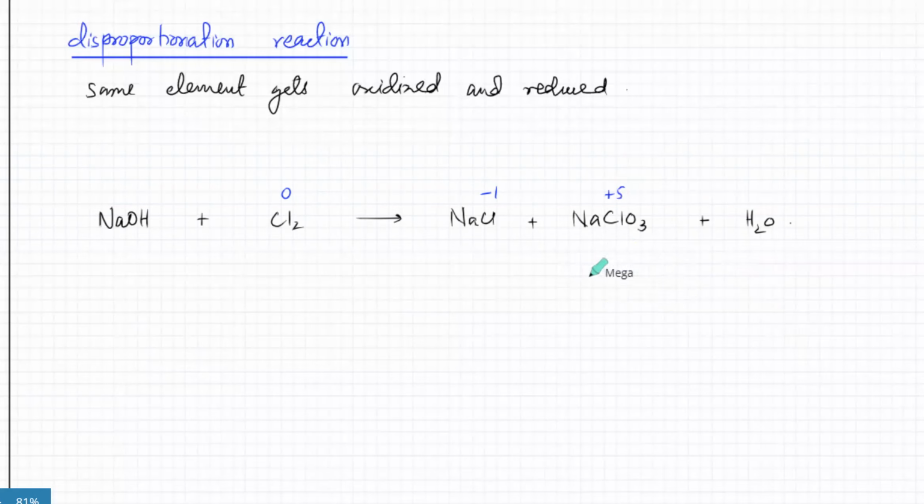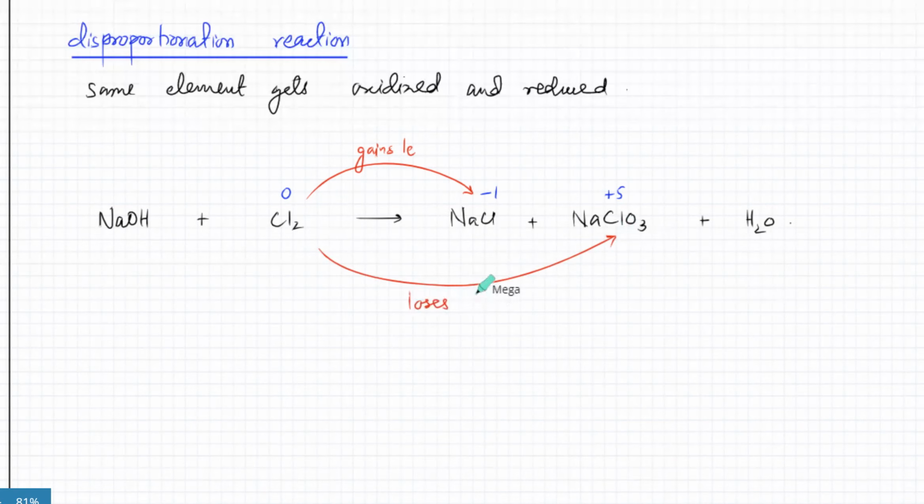So we figured out who's getting oxidized and who's getting reduced. Cl is the one that's getting reduced, goes from 0 to -1. And that indicates it gains how many electrons? It gains 1 electron. Cl is also the one that goes from 0 to +5. So that is oxidation. That means it loses how many electrons? It loses 5 electrons. So this one is a disproportionation reaction. The same element is losing electrons, and the same element is also getting reduced. Both things are happening at the same time.